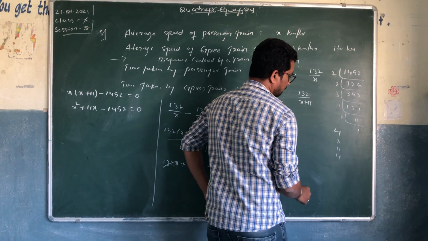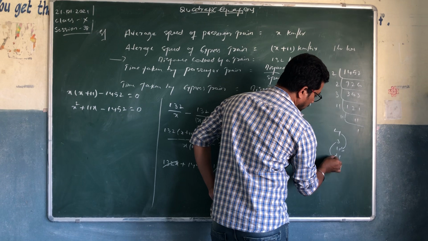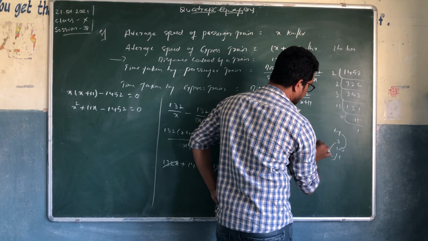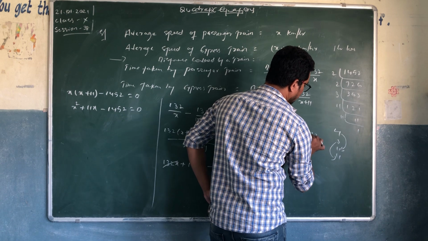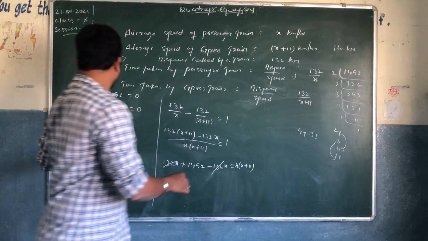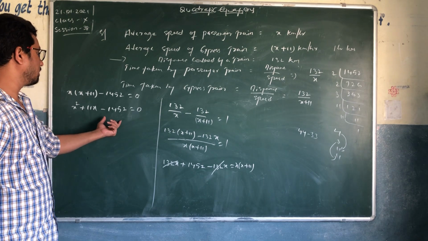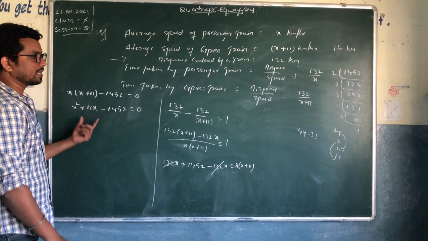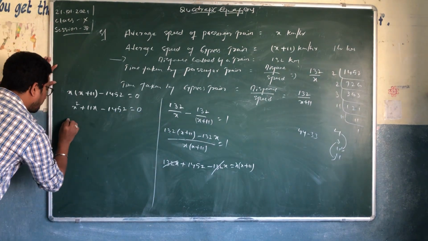Now see, look at what I am doing. 4 into 11, 3 into 11. 4 into 11, I will get 44. 3 into 11 I will get 33. If I subtract, I will get plus 11, and if I multiply I will get minus 1452. So let me take that.